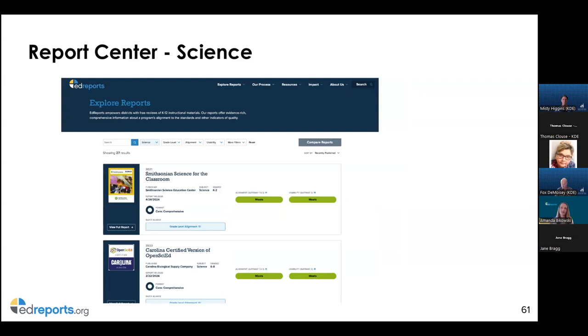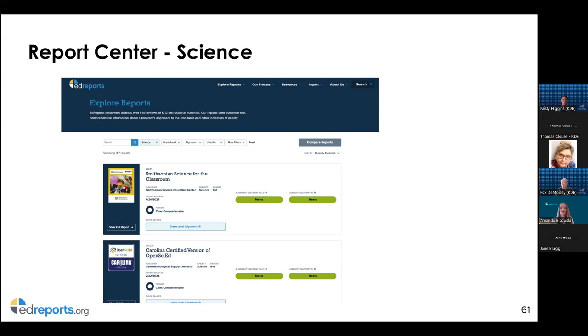When you select science, you'll be directed to the Science Report Center specifically. Within that report center, you'll discover which science programs have received a green rating from Ed Reports, as well as those that haven't met the criteria for standard alignment and those usability criteria. Those reports are listed in order of timeliness, so they begin with the most recently released reports, and then you can scroll down to browse all the different science reports that we have.